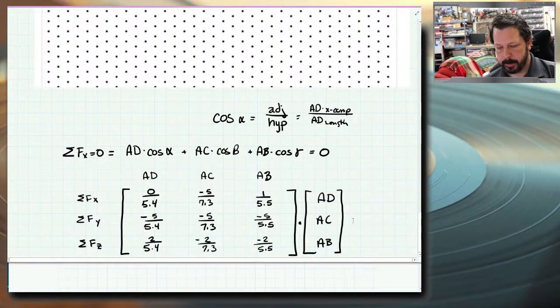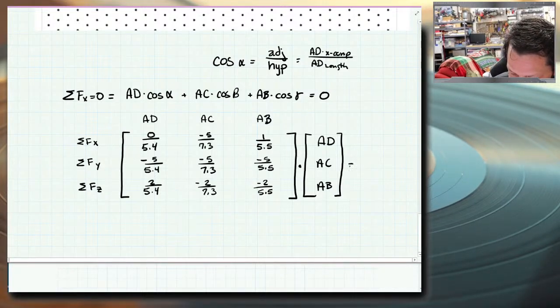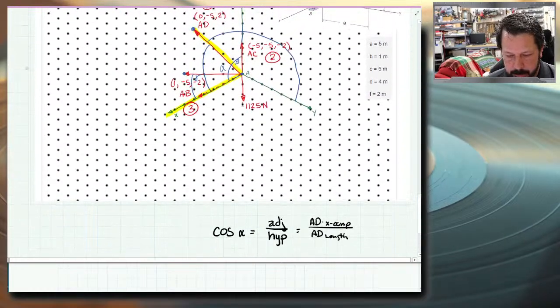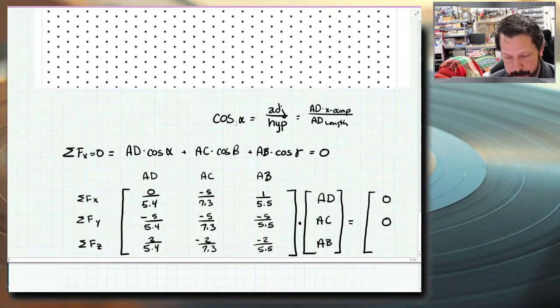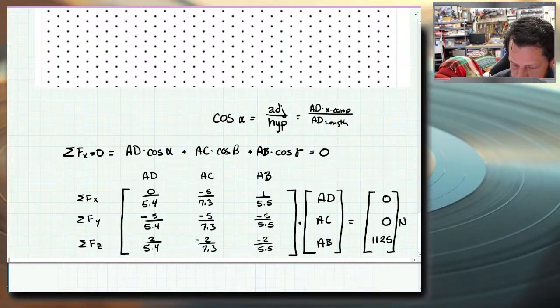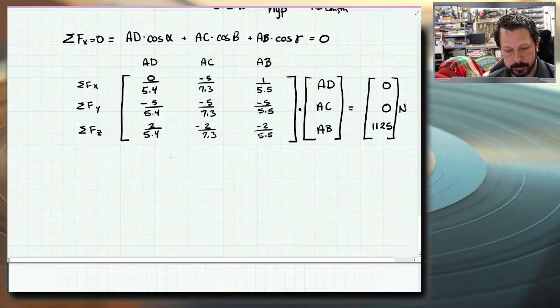And then the last part that we don't have when we've written out our equations is the equals. We have 0 force in the x direction, 0 force in the y direction, and a 1,125 Newton force in the negative z direction. But when we move it to the other side of the equal sign, like I have here, it becomes positive. So this is the set of equations in matrix form that I want to solve.